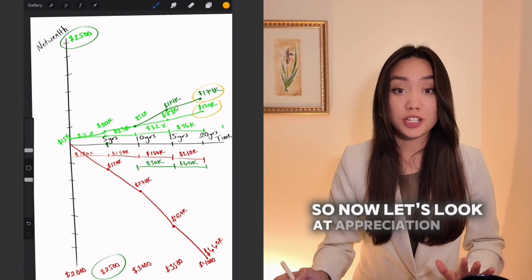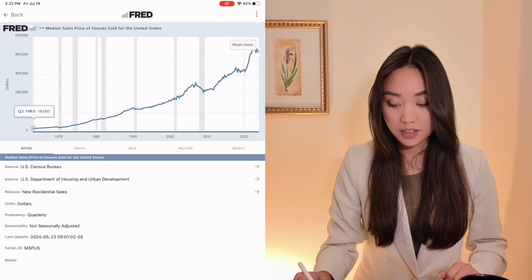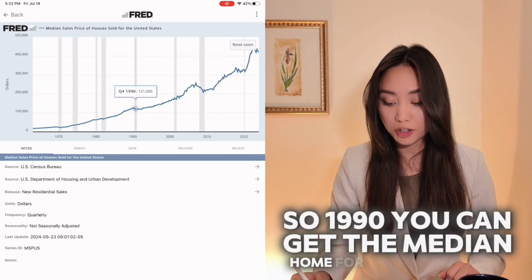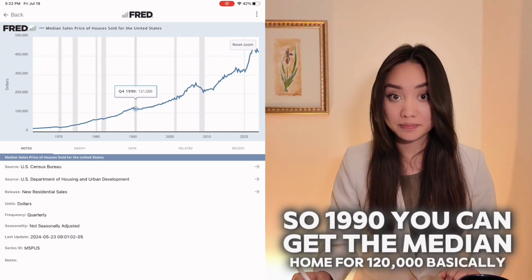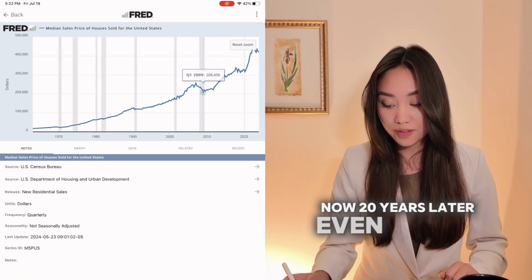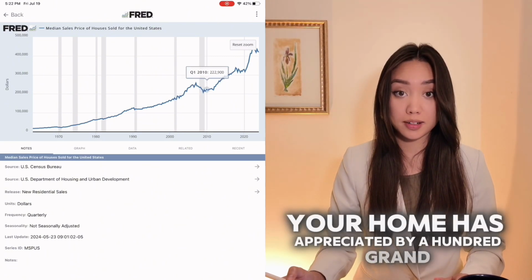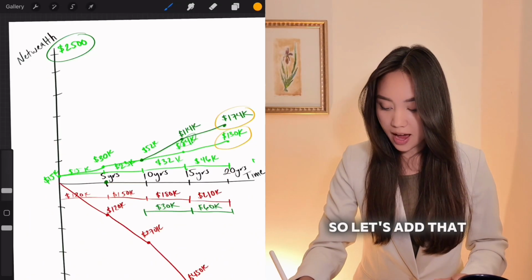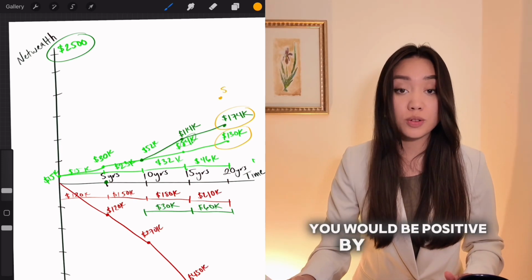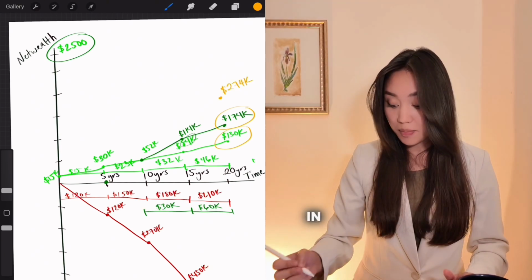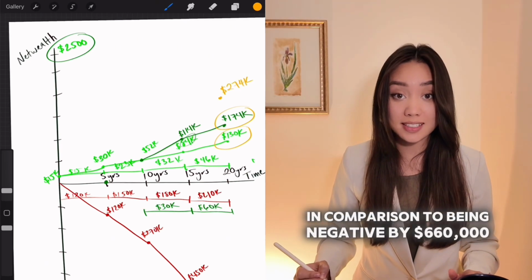So now let's look at appreciation over the span of 20 years. In 1990, you can get the median home for $120,000, basically. Now 20 years later, even at the bottom of a market crash, your home has appreciated by $100,000. So let's add that. After that, you would be positive by $274,000 in comparison to being negative by $660,000 from renting.